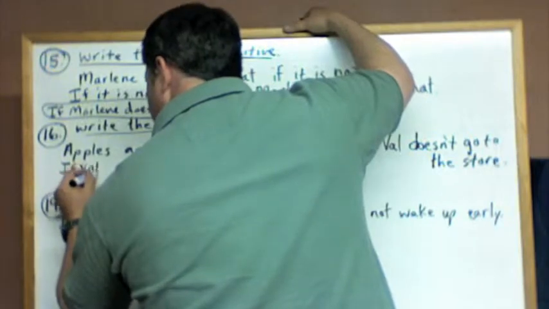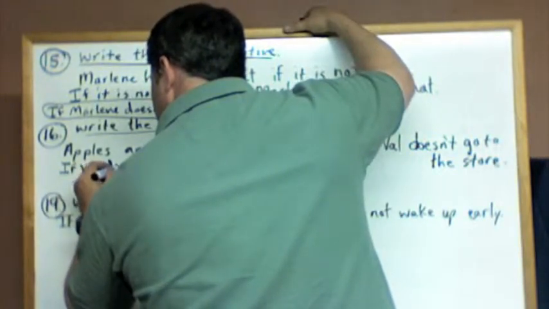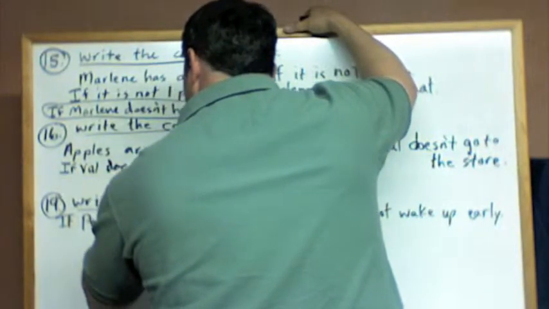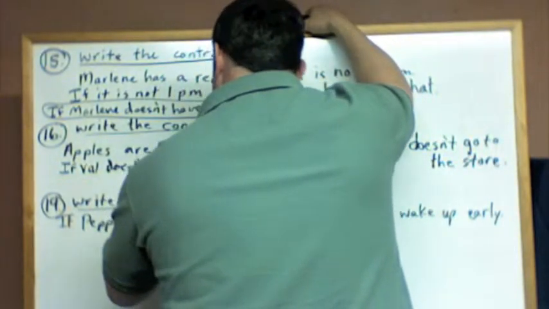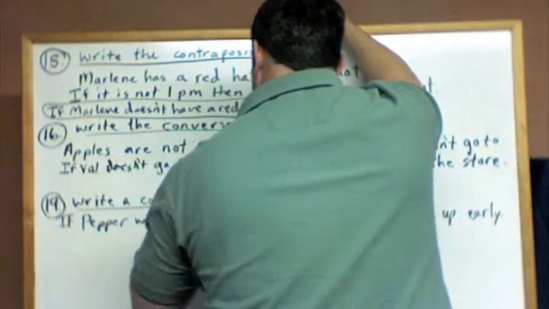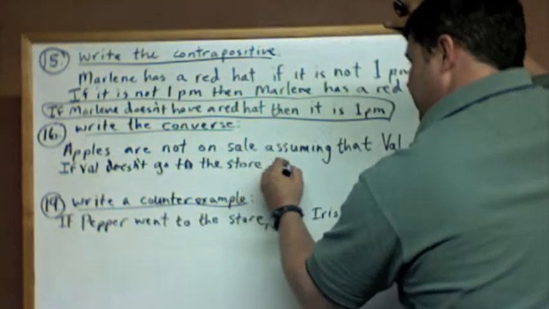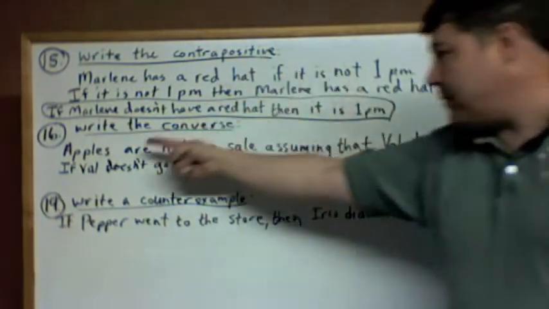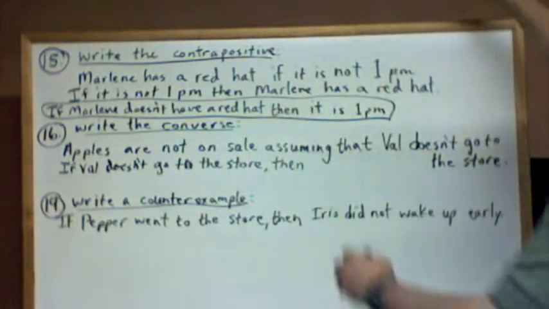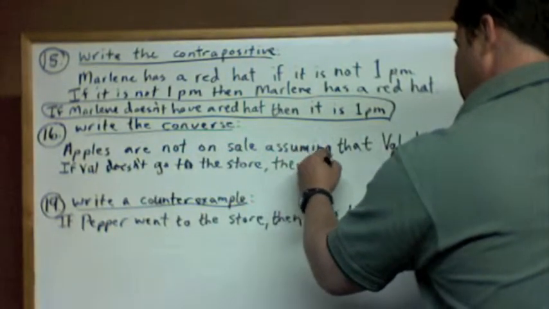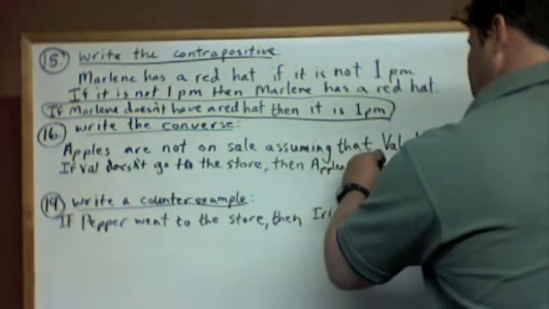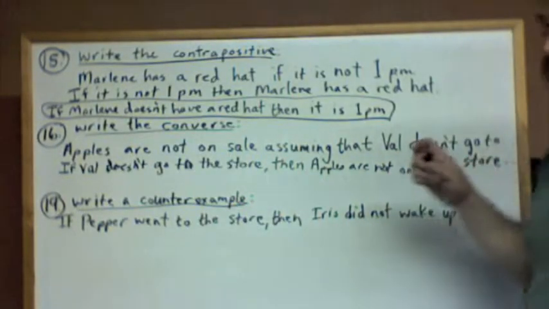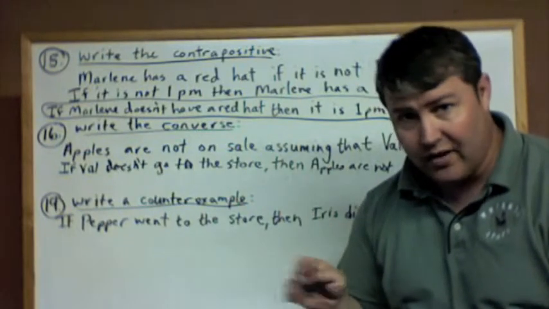So rewriting this in if-then form: if Val doesn't go to the store, then, well, if this is the if part, that must be the then part. Apples are not on sale. That is just the original statement in if-then form.